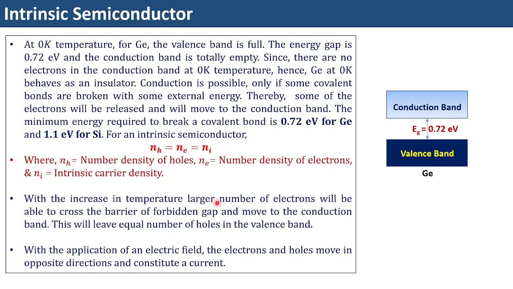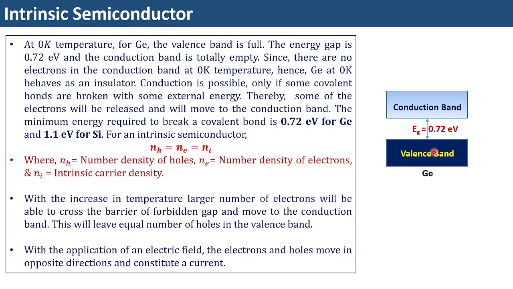So with the increase in temperature, a larger number of electrons will be able to cross the barrier of the forbidden gap and move to the conduction band, and this will leave an equal number of holes in the valence band and an equal number of electrons in the conduction band. All right, so this is all about intrinsic semiconductor: when you apply some external energy, the bonds in the valence band will be broken, electrons will be liberated, and those liberated electrons will cross the band gap and go to the conduction band. So suppose n number of electrons are there in the conduction band, similarly n number of holes will also be created in the valence band.